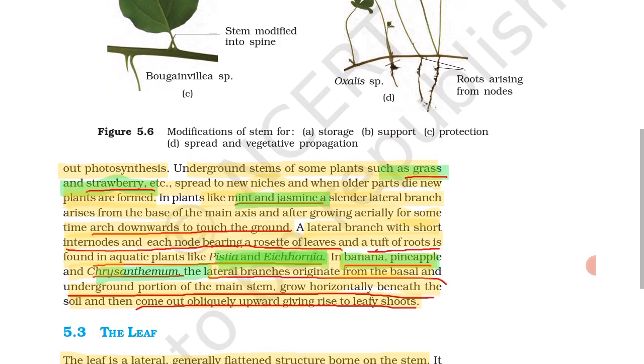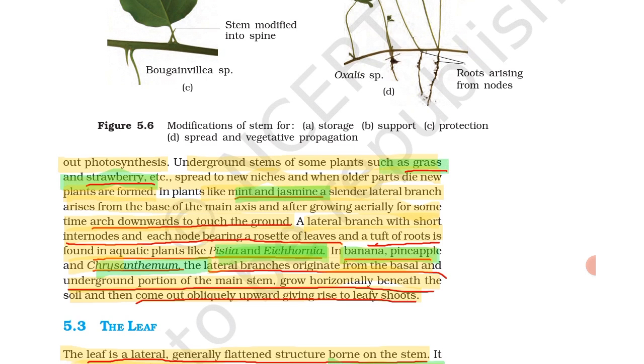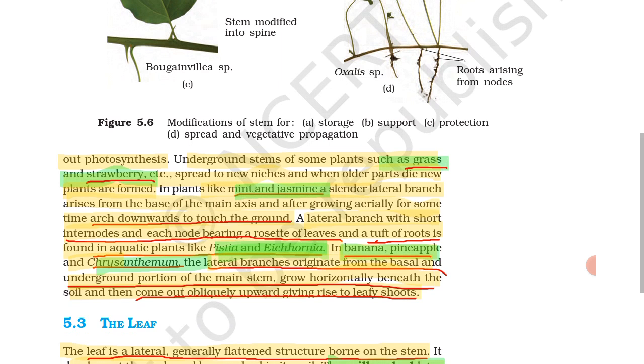The examples of runner are grass and strawberry. The examples of stolon are mint and jasmine. The examples of sucker are Pistia and Eichhornia. The examples of offset are Pistia and Eichhornia, and the examples of sucker are banana, pineapple and chrysanthemum.